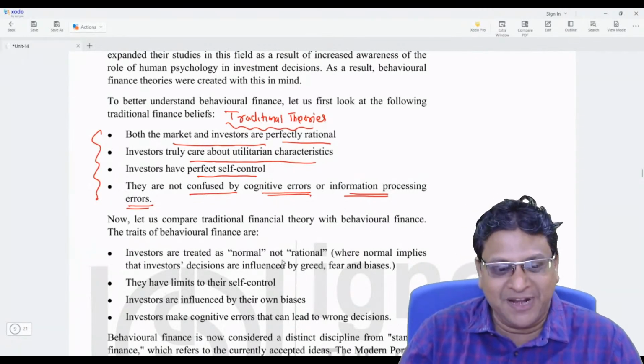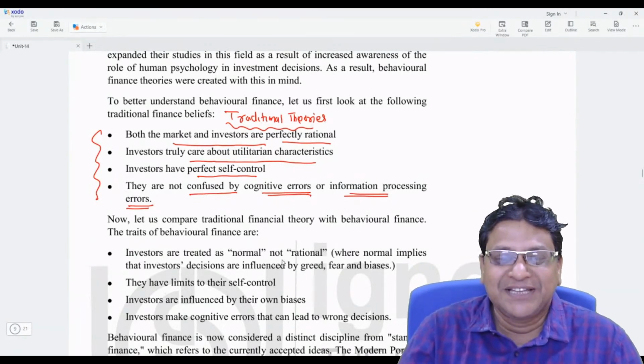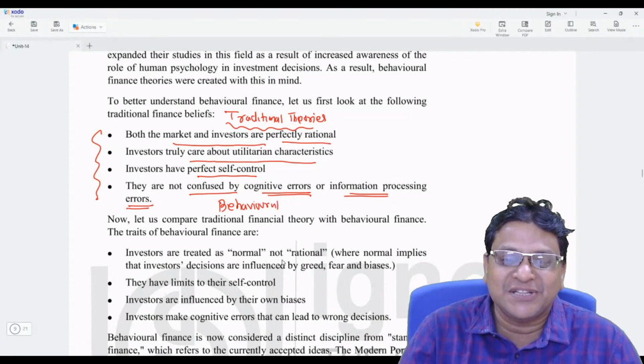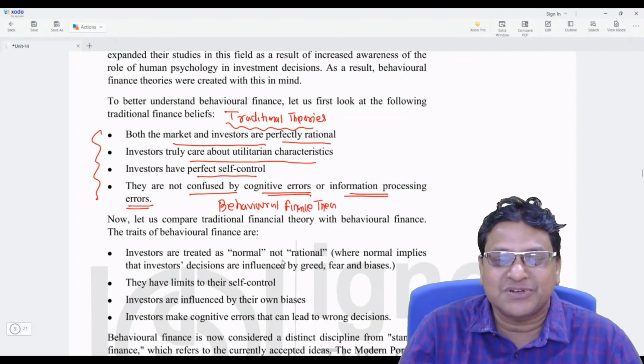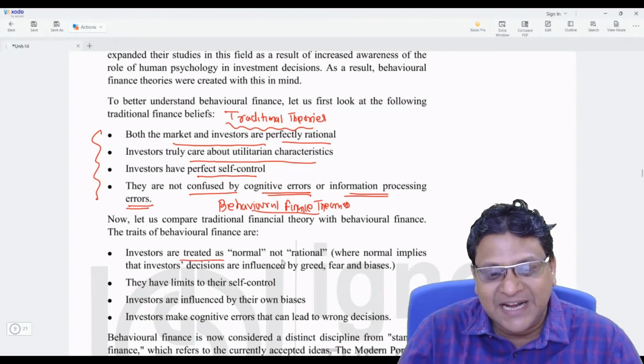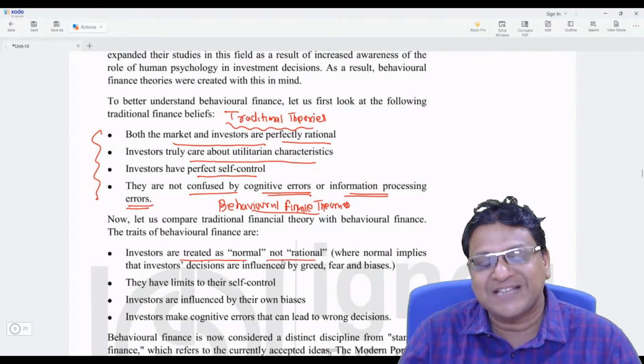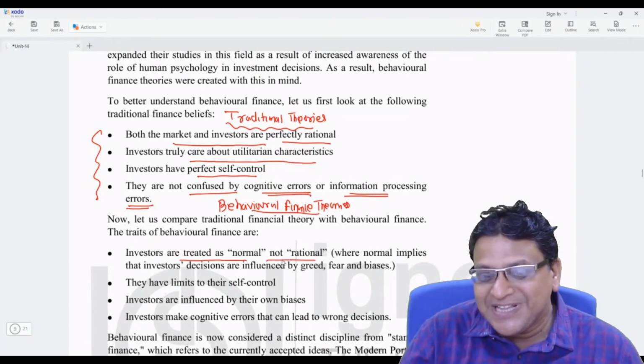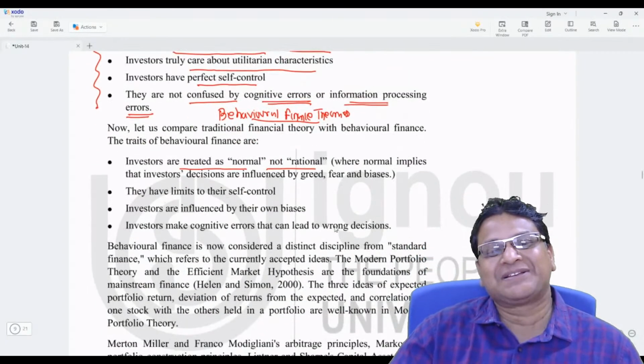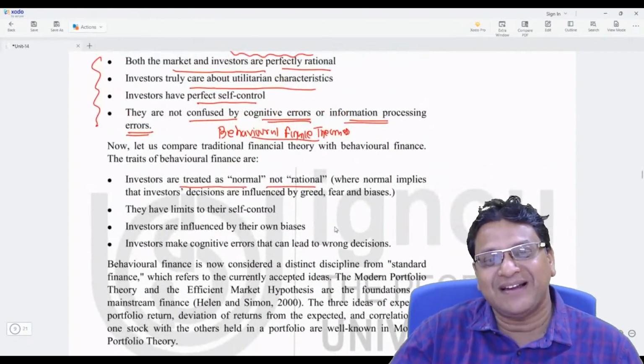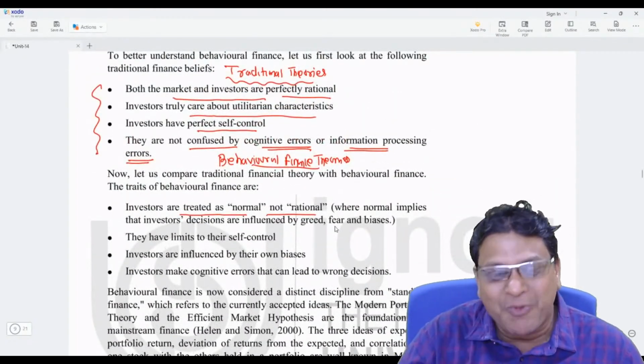But behavioral finance has different assumptions, altogether the opposite assumptions. Behavioral finance theories are based upon the following assumptions. Investors are treated as normal and not rational. A normal person is not a rational person. If he makes many irrational decisions, he is a normal person.